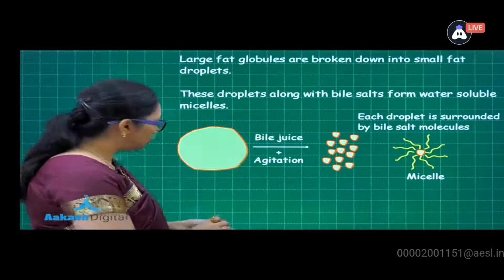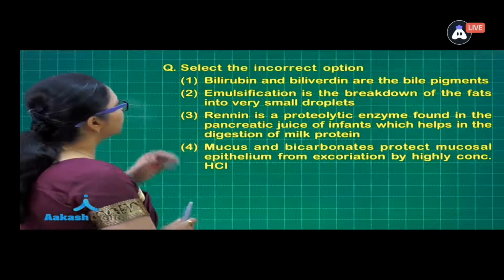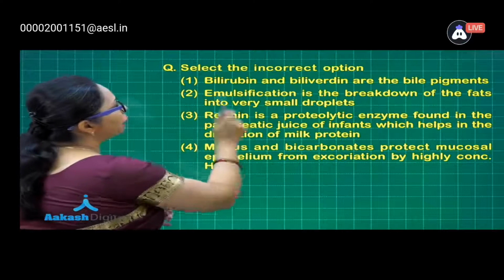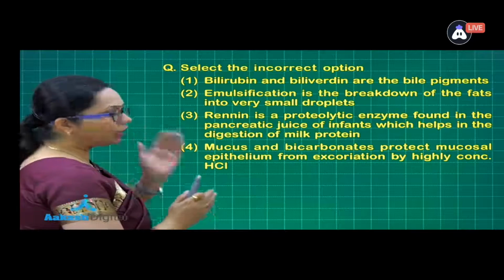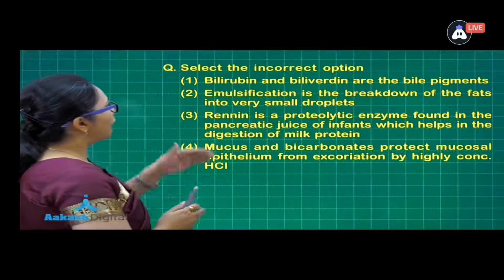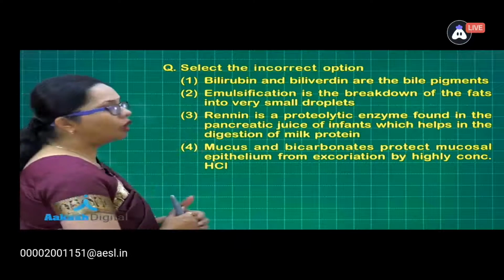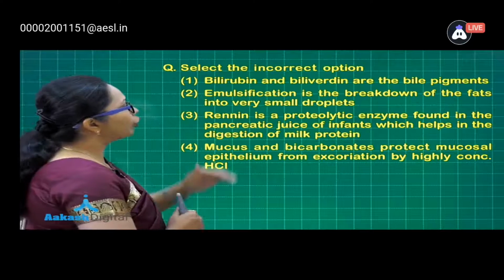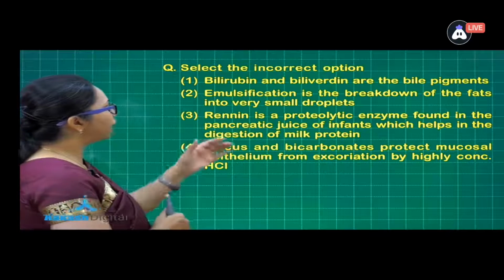Now let us use this information and answer a question. So here we have a question: select the incorrect option. Bilirubin and biliverdin are bile pigments. Now that is correct, which are the breakdown products of hemoglobin. Emulsification is the breakdown of fats into very small droplets. That again is correct.